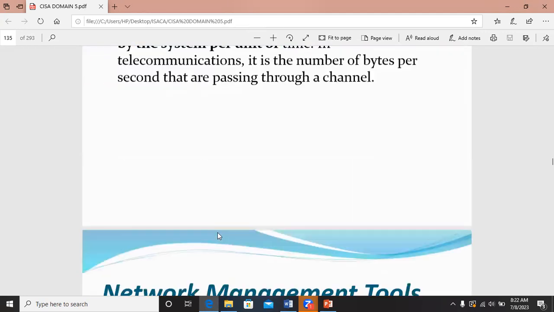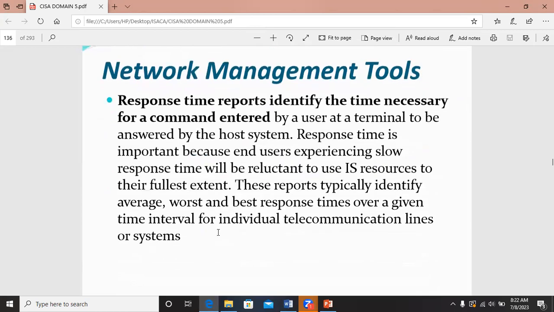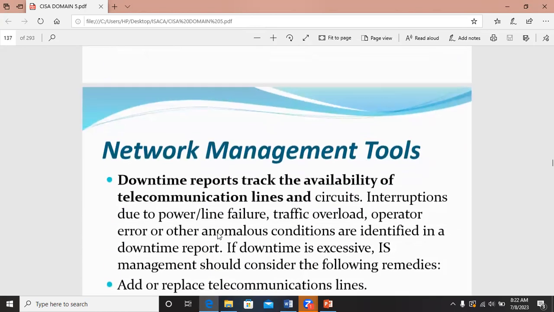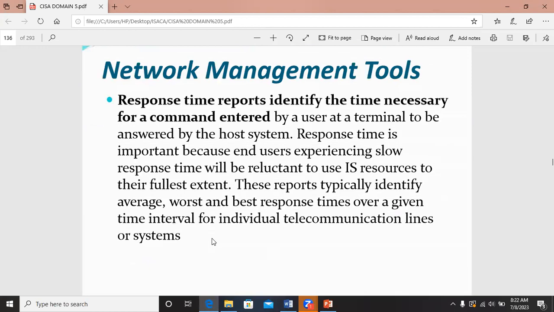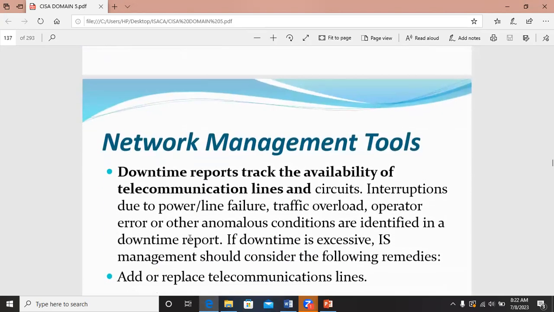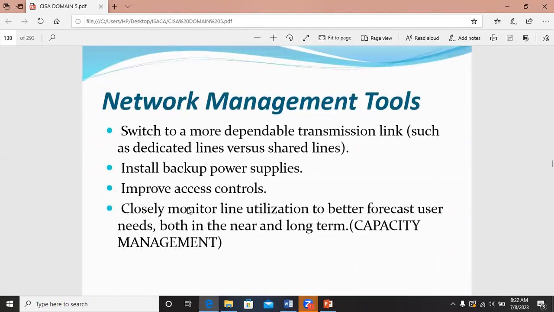All right, I've talked about throughput already. So we need response time reports, right? Response time reports so that we know how fast requests are being executed in the network. We need downtime reports so that we'll be able to know which parts of the network, which devices, are failing in the network. That is also very important, all right.